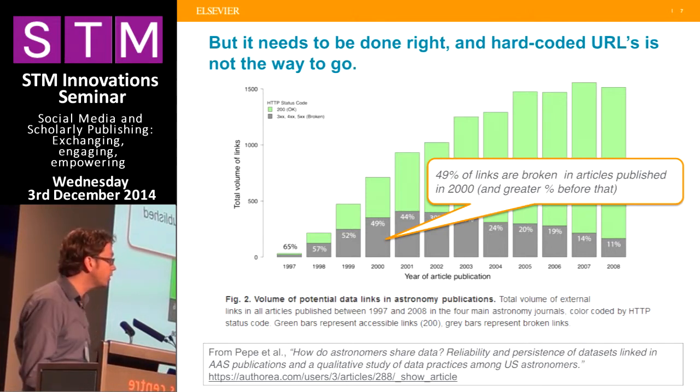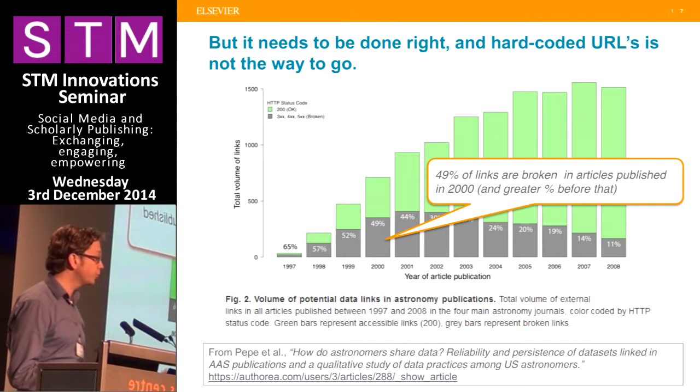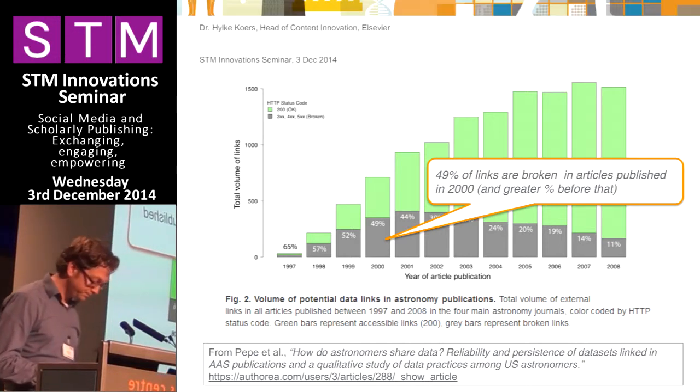URL into their research article, and then looking back in time, see how many of these links are actually still valid. And what you see is that if you go back to 2000, 49% of those links are actually broken, and if you go back longer in time, it gets even worse. So it's important to link, but it needs to be done right.